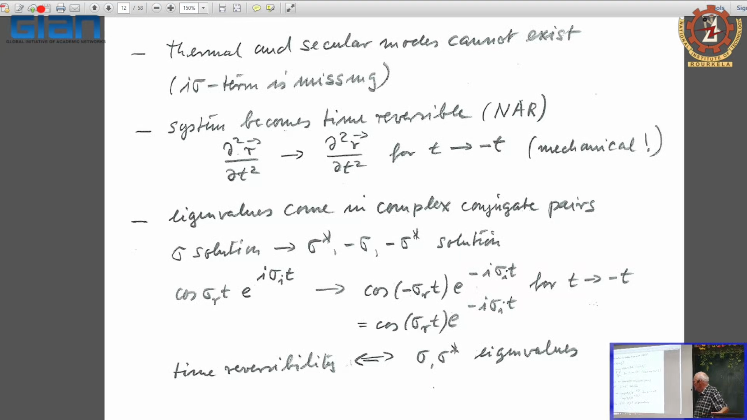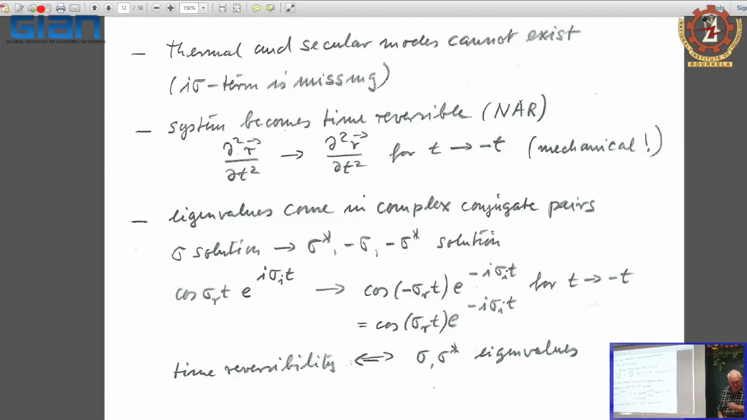So time reversibility means that sigma and its complex conjugate are both solutions. On the other hand, if sigma and its complex conjugate are a solution simultaneously, then this indicates that the system is time reversible. That's why this approximation is called the non-adiabatic reversible approximation. This time reversibility and the appearance of eigenvalues in complex conjugate pairs is typical for a mechanical system. It's not typical for thermodynamic systems.